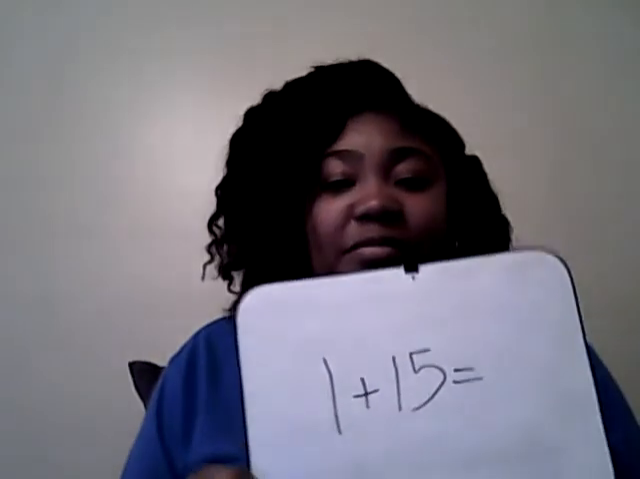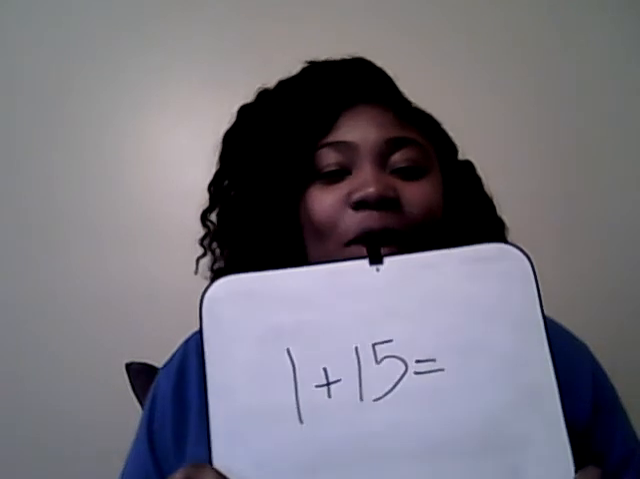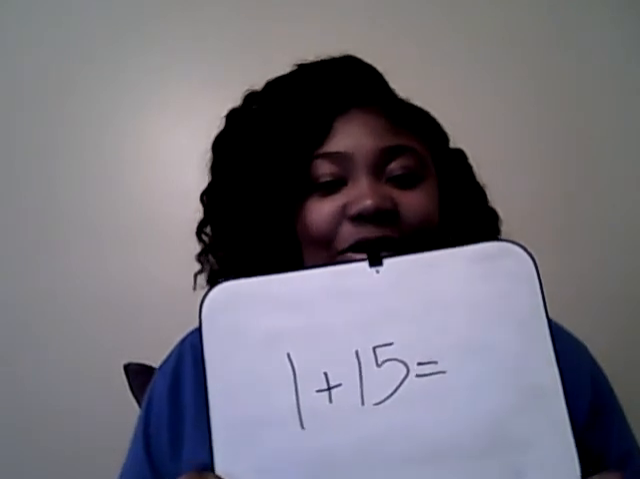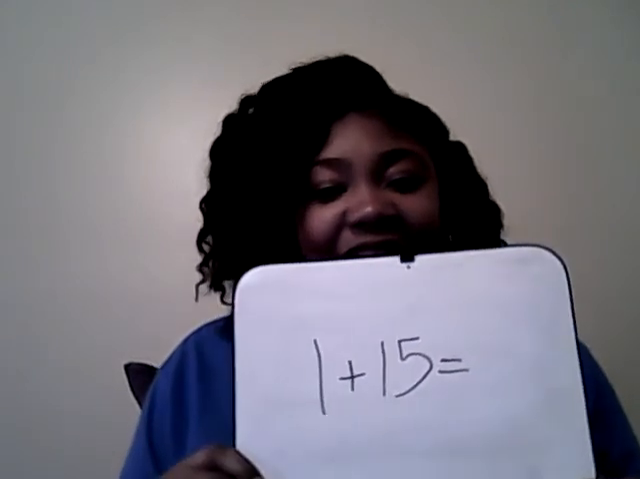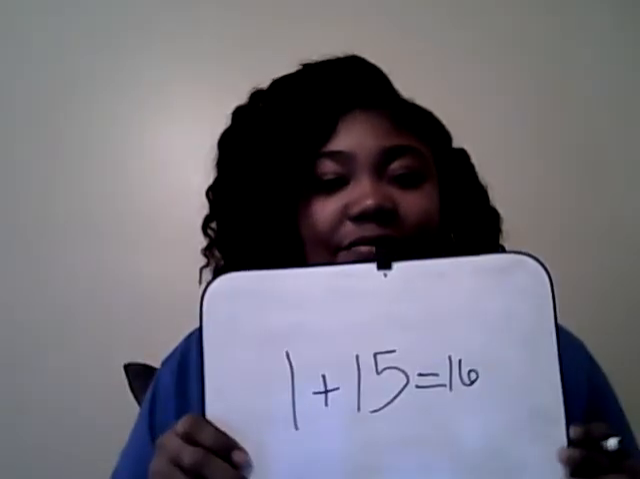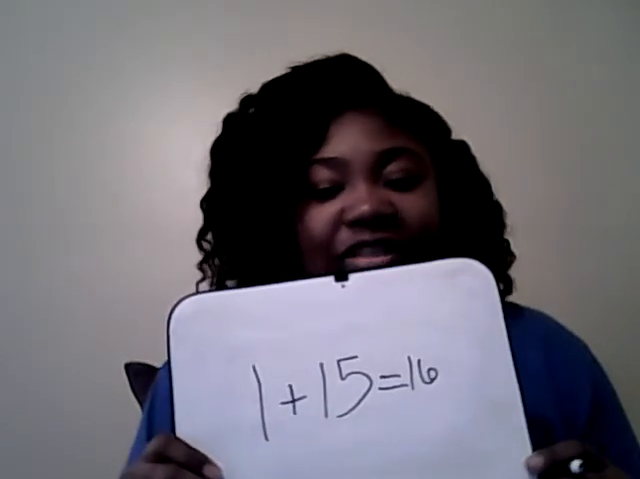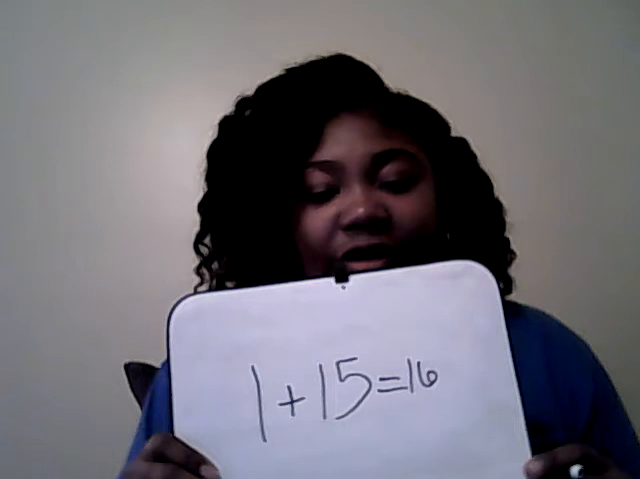I hate writing big. Okay, so 1 plus 15. Neither one has a sign, so all we're going to do is add those two numbers together. And the answer is 16. Okay, so no sign, just add it all together. All right, let's go to the next integer.